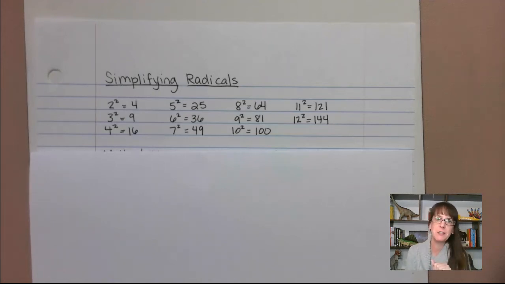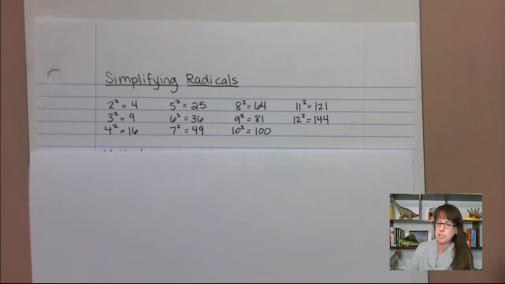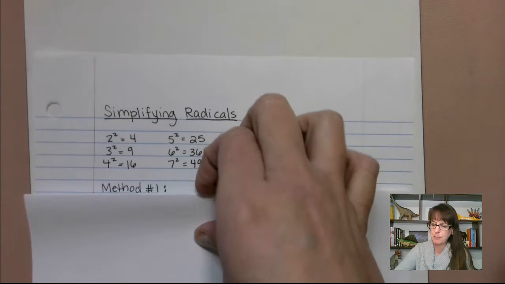There are two methods to do this. Well, there's several methods, but I'm going to show you two. If you haven't done so already, grab your notebook. Make sure that you have all your perfect squares written down because that's really going to help you when we do this. All right, let's talk about these examples we have here.